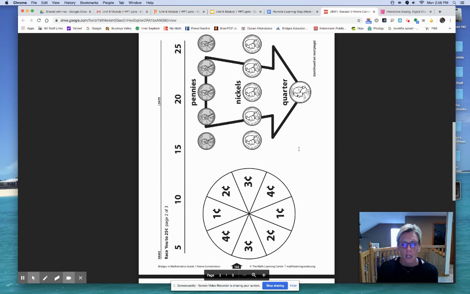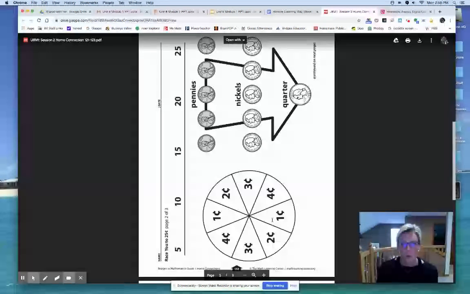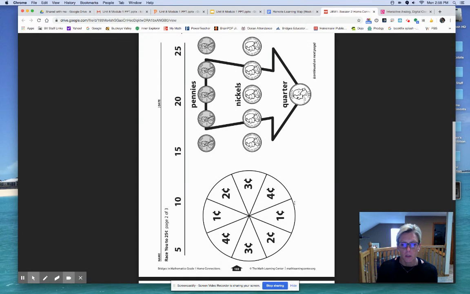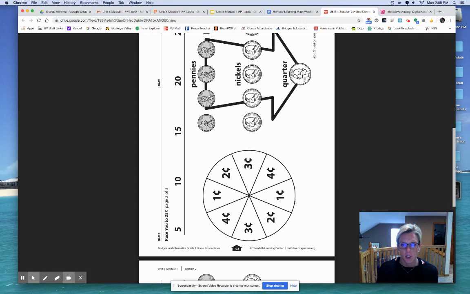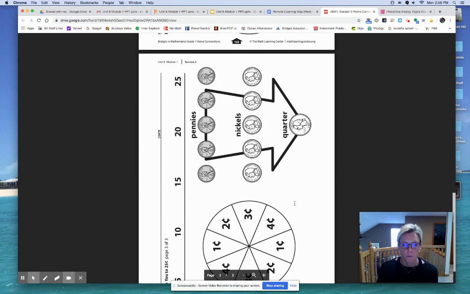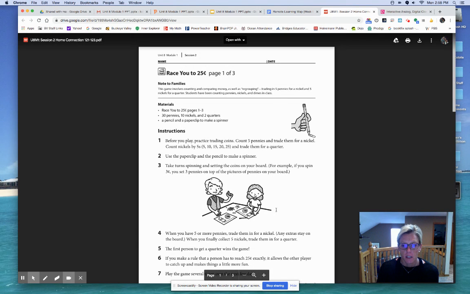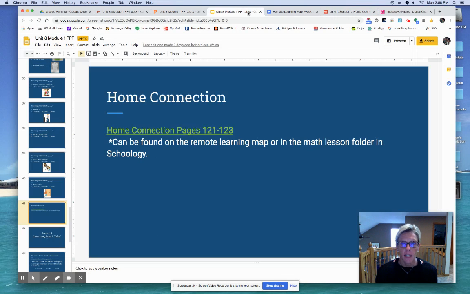If you don't have a printer, you can always try to draw your own spinner, which would be pretty easy to do. Just trace around a bowl or a cup to get that perfect circle. And then just use some coins that you have probably lying around the house like we do. Okay, so that is our math for today.